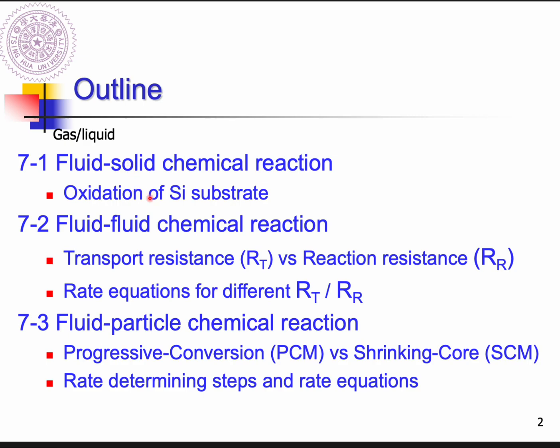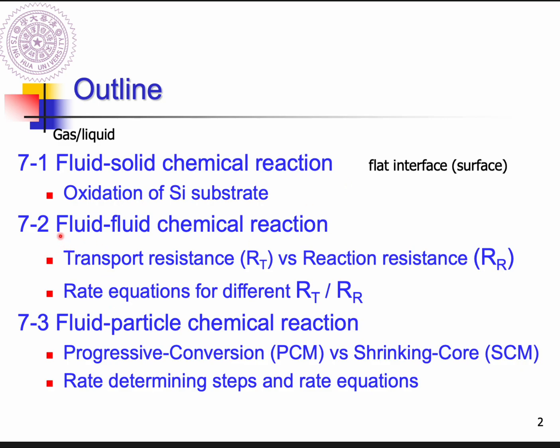The example here we want to show you would be the oxidation of silicon substrate, which means the formation of native oxide. And the solid here, we will focus on the flat interface or flat surface, which means the solid here will be the substrate. And the reaction mostly happens on the surface of the substrate.